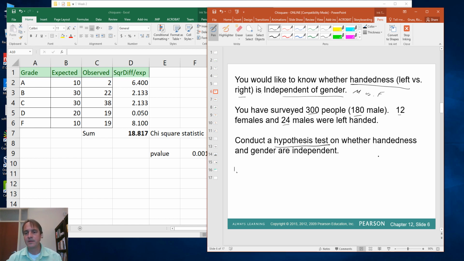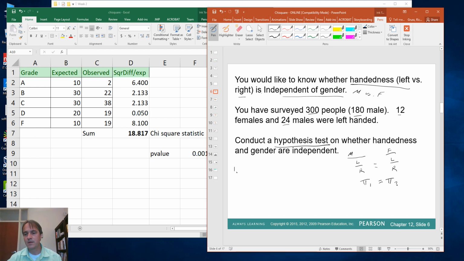So we want to know, within males, there's going to be a proportion of left-handed to right-handed. And in females, there's also going to be a proportion of left-handed to right-handed. And really what we want to know is, are these proportions the same? So we're going to call this the proportion for one group. Proportion is sometimes denoted with pi, or p. So proportion 1 equal to proportion 2.